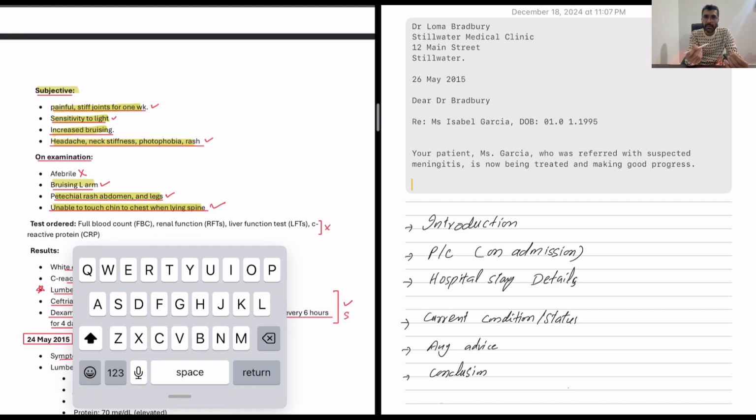In the case of speaking, we will break down medical terms into layman's terms. In the case of writing, we will write layman's terms as medical terminology. Here we have sensitivity to light, which means photophobia. It would be better to use medical terms here because we are writing to another healthcare professional. So we can write photophobia instead of sensitivity to light.